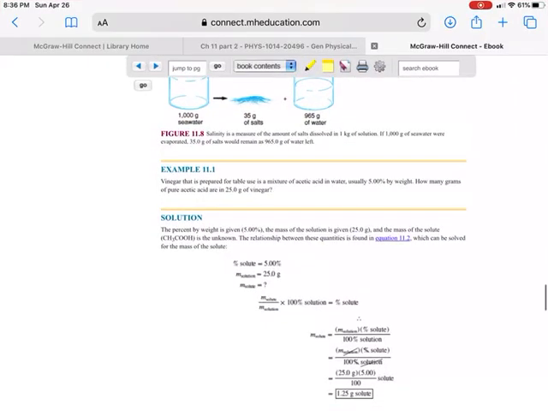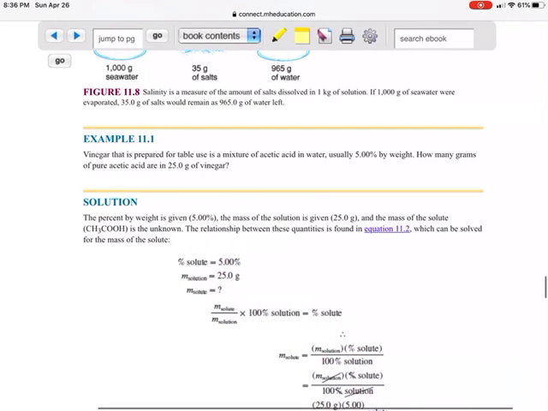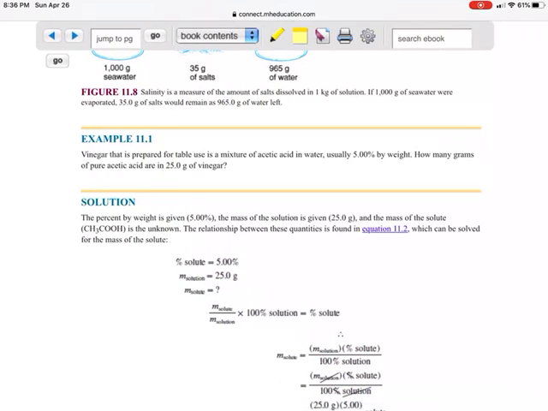Okay, I do want to show you this other thing really quick. This is in your book. This is example 11.1, and this is the only math-ish thing on here. This is saying vinegar that's prepared for table use is a mixture of acetic acid and water that's usually 5% by weight. Oh, I forgot, I can't write on the book part of it. And it says how many grams of pure acetic acid are in 25 grams of vinegar.